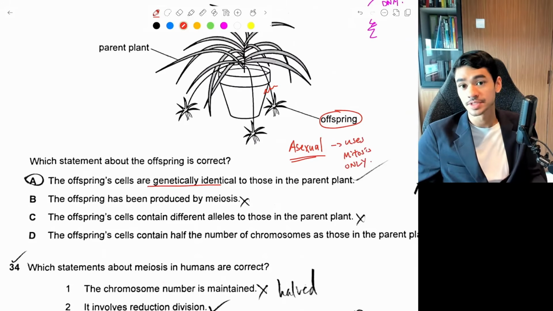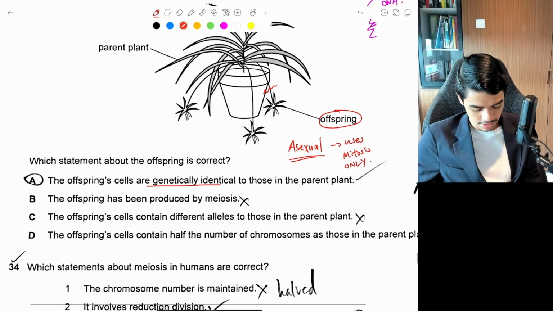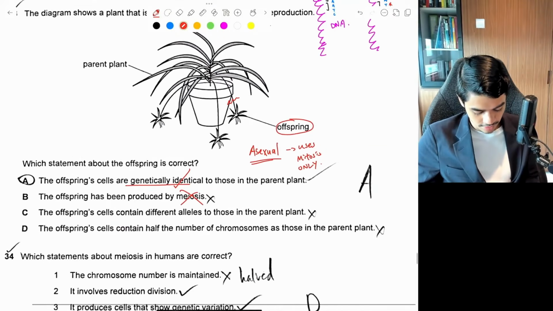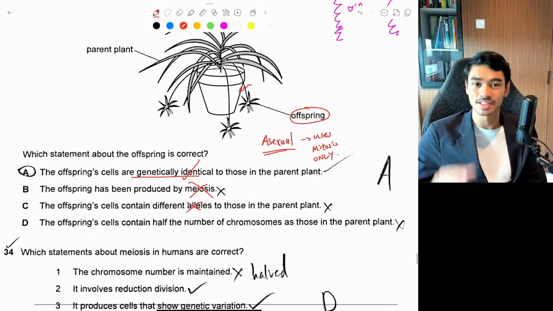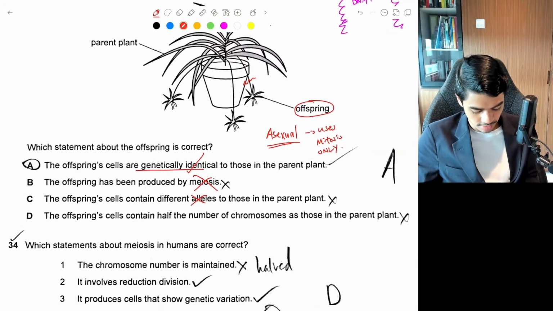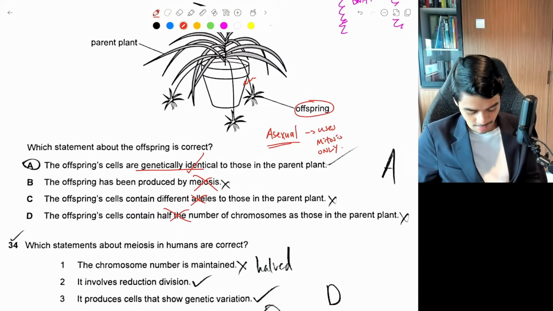Whereas sexual uses both mitosis and meiosis. So genetically identical, yeah, because mitosis does that. Produced by meiosis, no. Contain different alleles to that of the parent plant, no. Since it's a clone of the parent, all the alleles are exactly the same. Half the chromosome number, no, this is for gametes, right? And meiosis doesn't happen. So the answer is A.